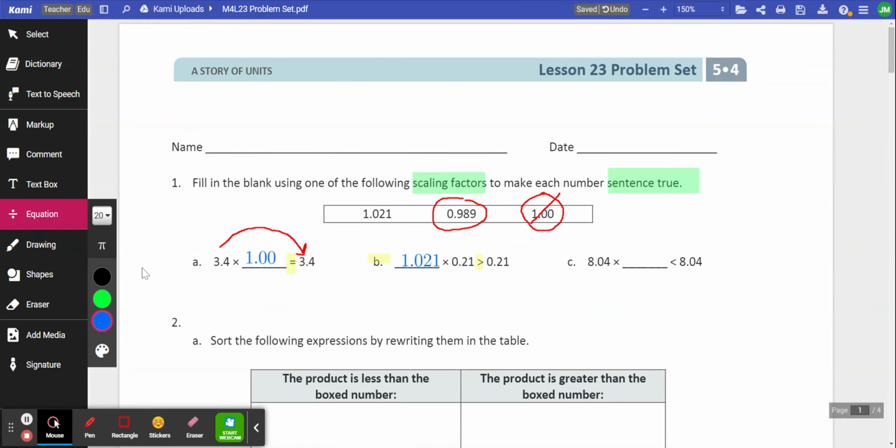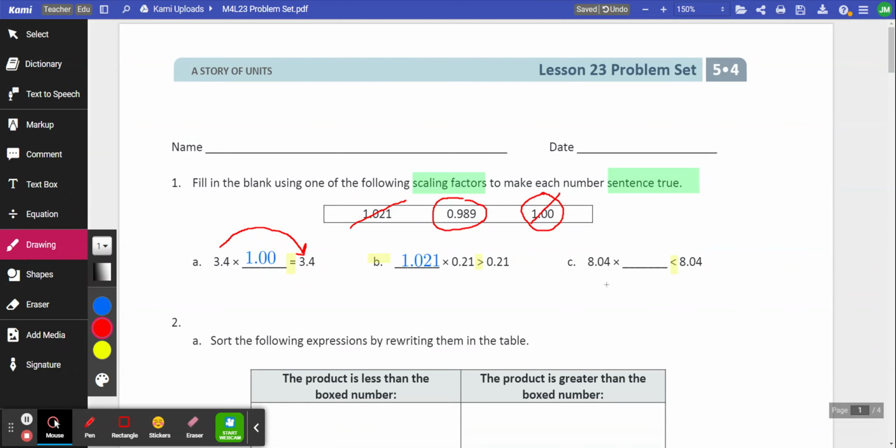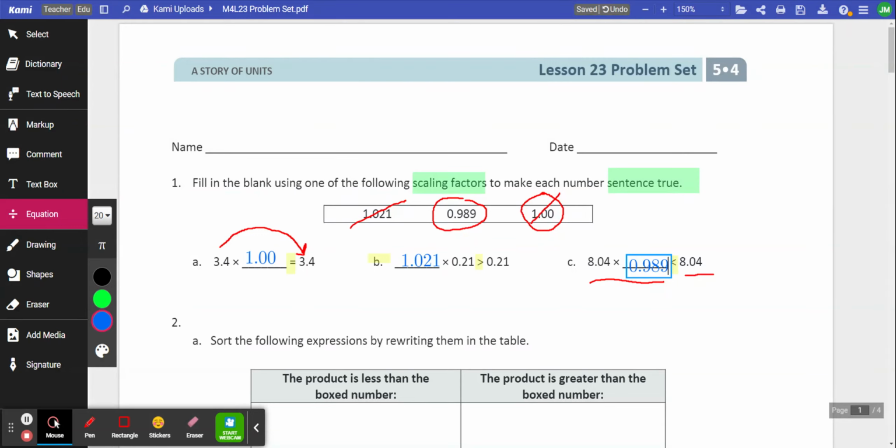Now, looking at the process of elimination, the only one left is the number that is slightly less than 1, because that number is almost 1. That probably will make the sentence true, but I'm going to check. Here is the symbol that says the left side must be less than the right side. So how can we make this less? By multiplying it by a number less than 1. The number that is less than 1 is 989 thousandths.